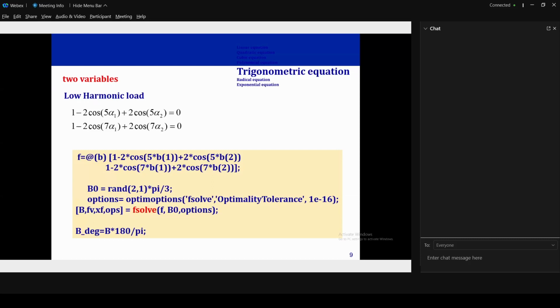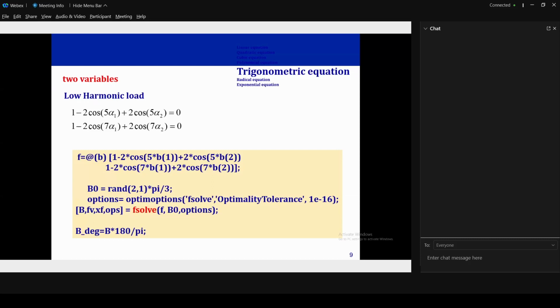So here the simplest optimization solver is fsolve. There are a lot of optimization solvers like fmincon, fminunc, and so forth. So fmin constrained or fmin unconstrained. There are so many solvers available in MATLAB for optimization purposes.